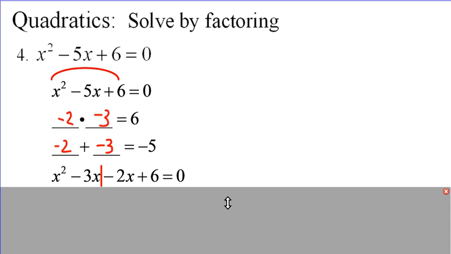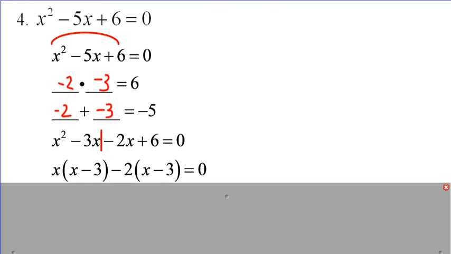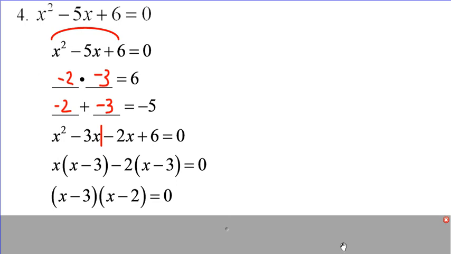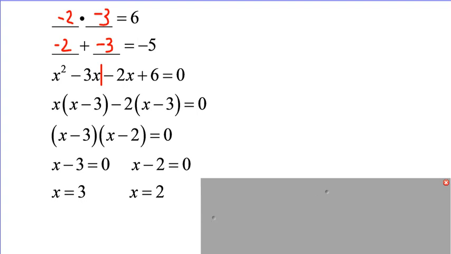Split your equation in 2 parts and try to do your factoring. What's the most you can factor out from each of those 2 parts of the equation? The first part would be dividing out an x. The second part would be dividing out a -2. If we notice, we have a common factor of x minus 3. So that would give us the factors of x minus 3 times x minus 2 equals 0. We would set each of the factors equal to 0 and solve for x like we normally would. So if it's x minus 3 equals 0, we would add 3, so x should equal 3. If it's x minus 2 equals 0, we would add 2, so x equals 2.